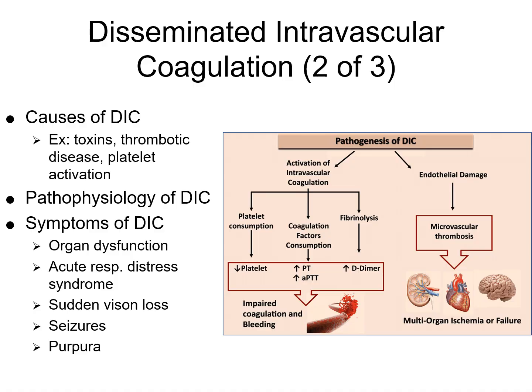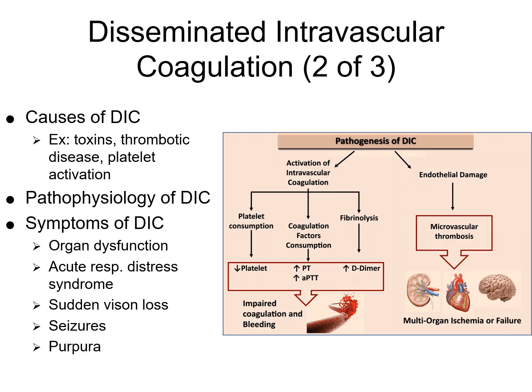So DIC can be triggered by a wide range of conditions that cause a widespread activation of that coagulation system. Some examples are toxins, such as bacterial endotoxins in severe infections or sepsis, thrombotic diseases, so conditions causing that abnormal clot formation in vessels, could be from massive tissue injury or trauma, including burns, crush injuries, or major surgery.